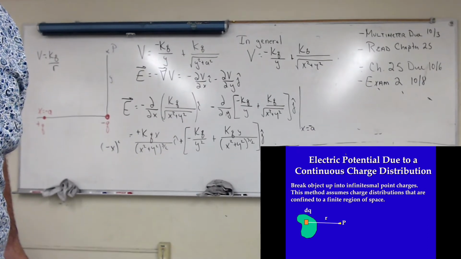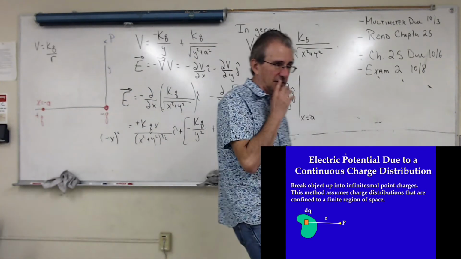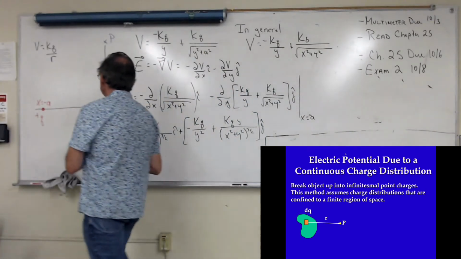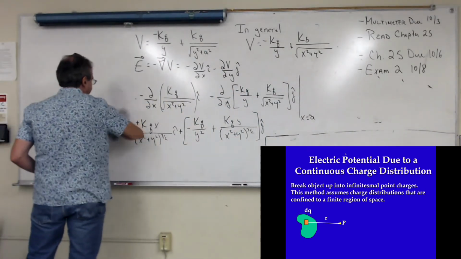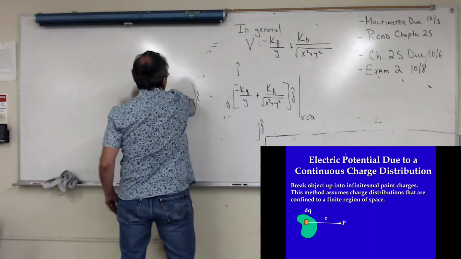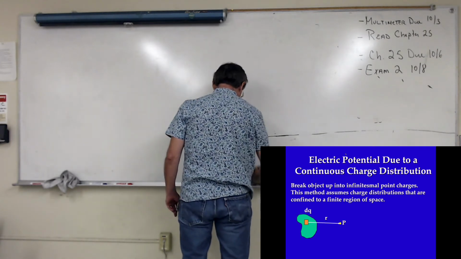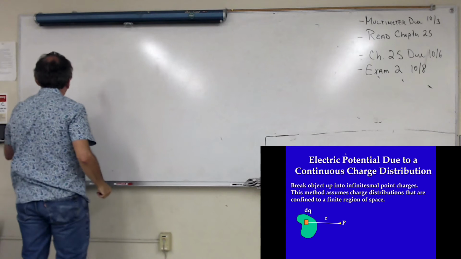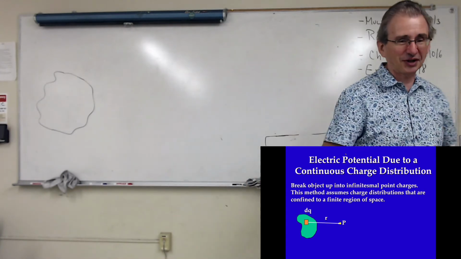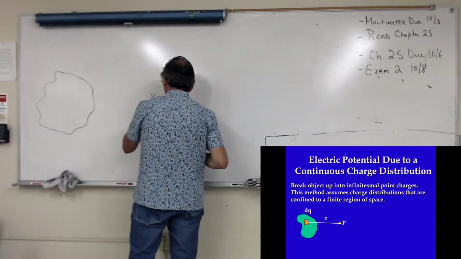When you have a continuous charge distribution, then it becomes a little bit more challenging. And so we want to spend a little bit of time doing this. Well, suppose I have some arbitrary distribution of charge. It's an uncountable number of charges, and I want to determine the electric potential here.